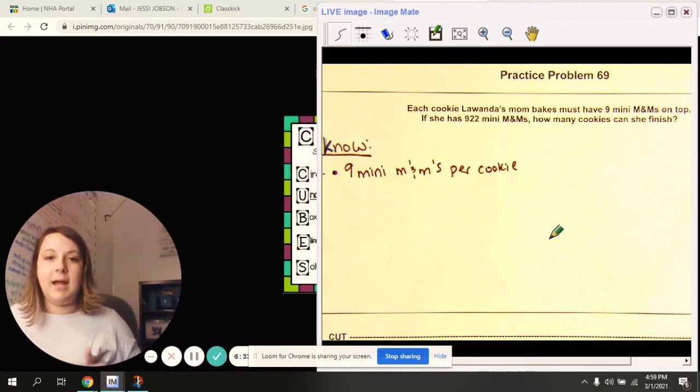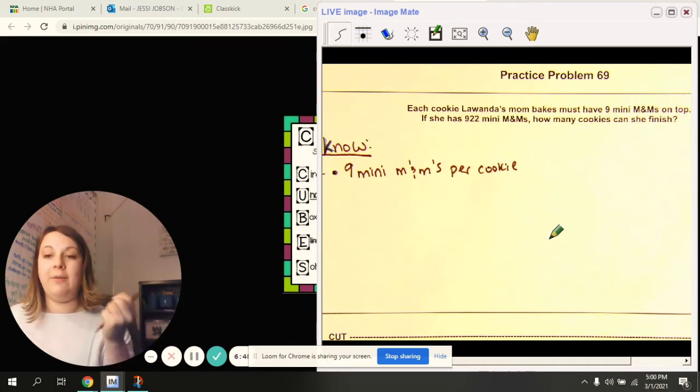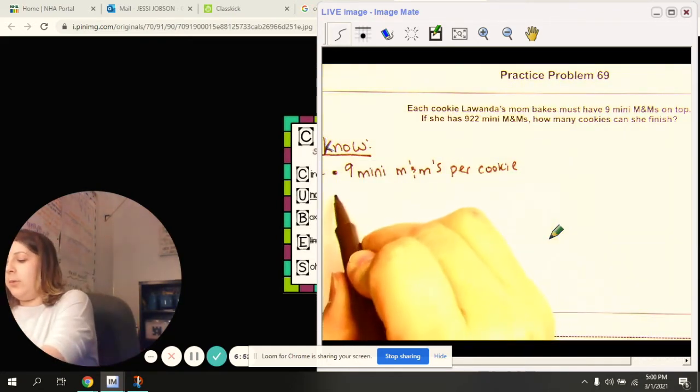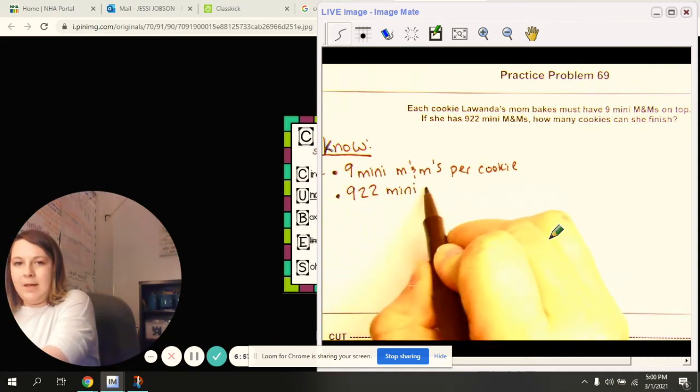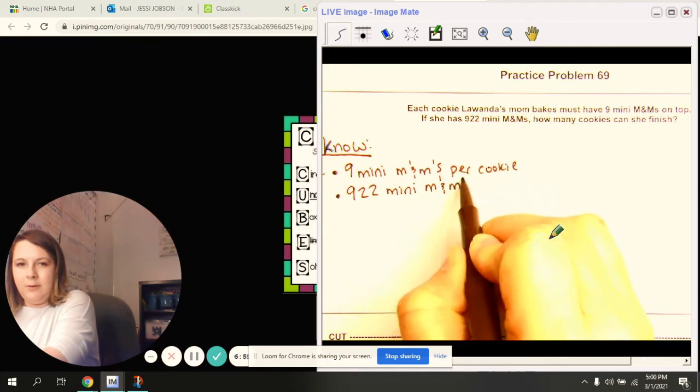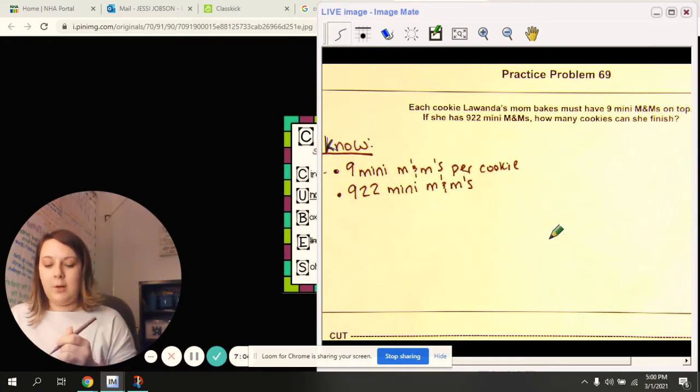If she has 922 mini M&Ms, how many cookies can she finish? Now this one, they actually took a fact and the question and they kind of put it together. So we're going to pull out the fact first. The fact is that there are 922 mini M&Ms. So we're going to write 922 mini M&Ms. There are no other facts in this problem, so we're going to go ahead and move on to the question.